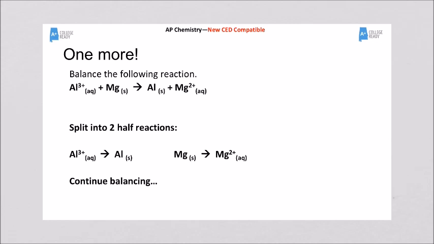So notice, here's this unbalanced reaction. It makes you realize why this is unbalanced. The reason it's unbalanced is because it's a +3 charge on this side and this side is +2. Otherwise, if you didn't notice that, you might think it actually is balanced. So as we can see, it is not. So first we split this into halves. So aluminum is one half and magnesium is the other half. And then I've got to balance each half separately.